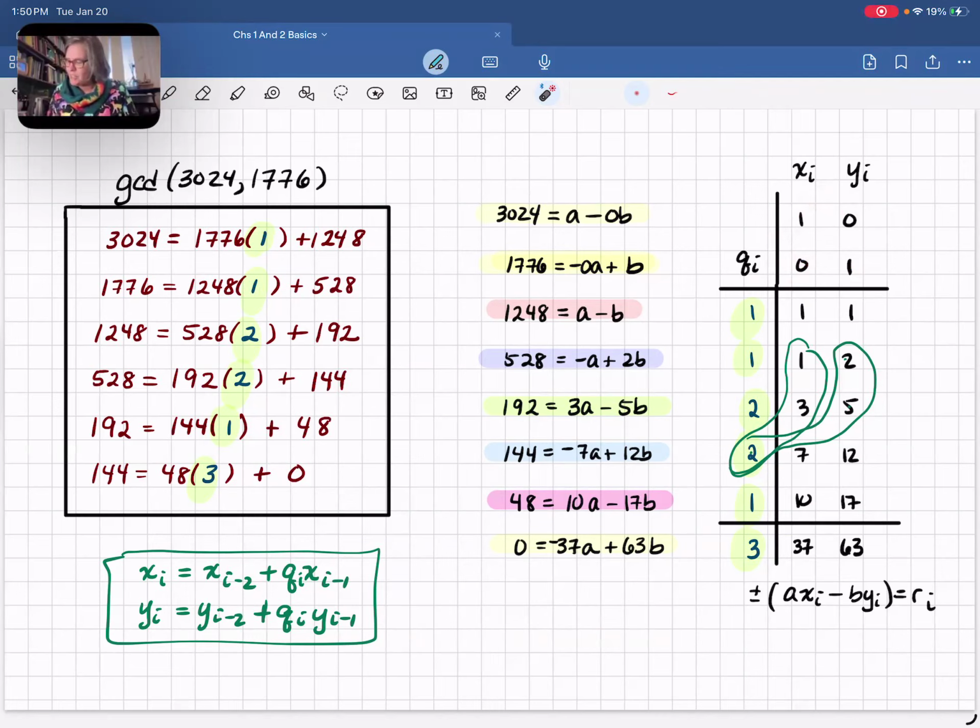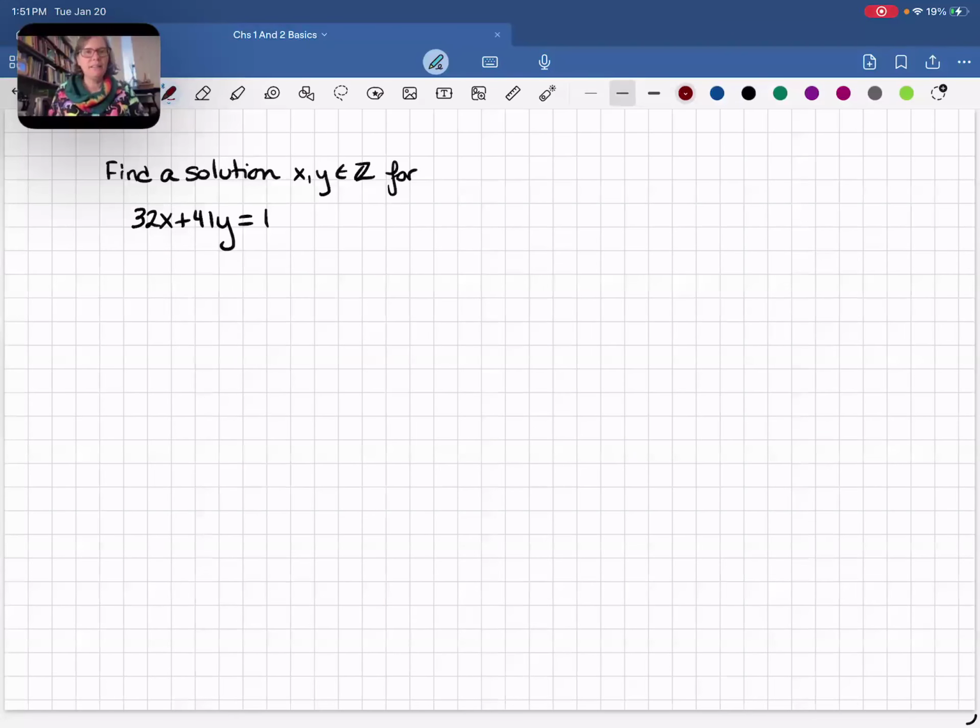And then each row in here you get by using these formulas. You multiply the value of Q, which is the quotient from the Euclidean algorithm, times the previous x, and then you add one more previous x. That's what goes in this next spot. All right, I'm going to pause for 1 second, and then we're going to do an example.